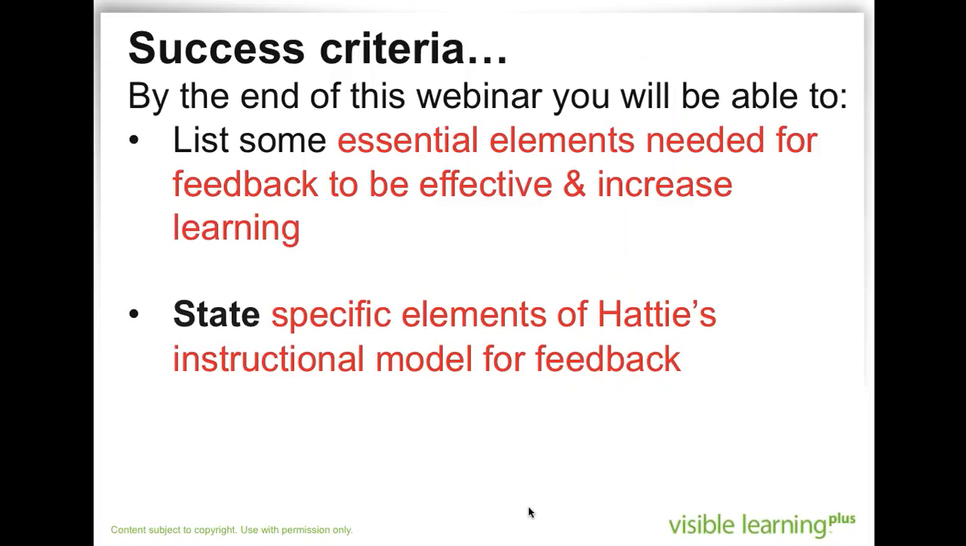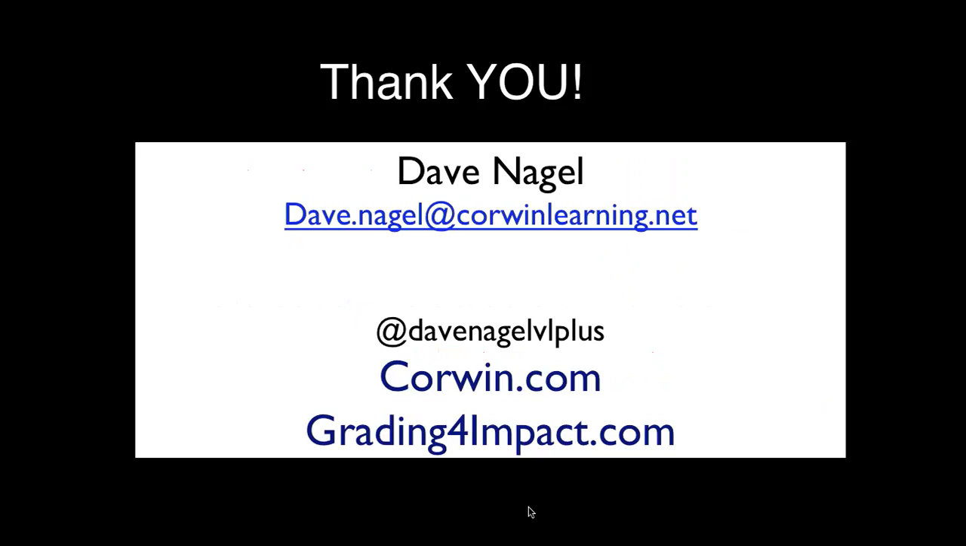So going back to our success criteria for this webinar, by the end of this webinar, you should have been able to list some of the essential elements needed for feedback to be effective and then increase learning. And then state some of those elements of the feedback model: task, process, self-regulation, and you have several tools to know when you might be able to use them.